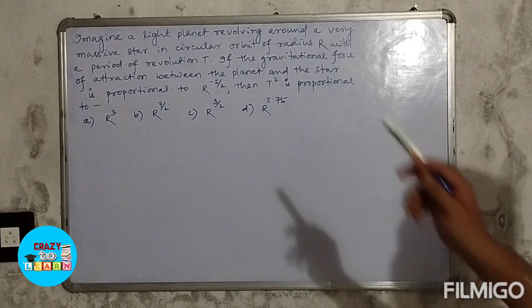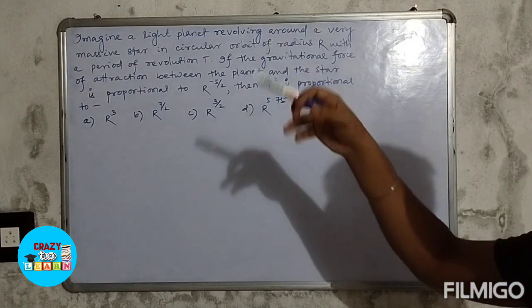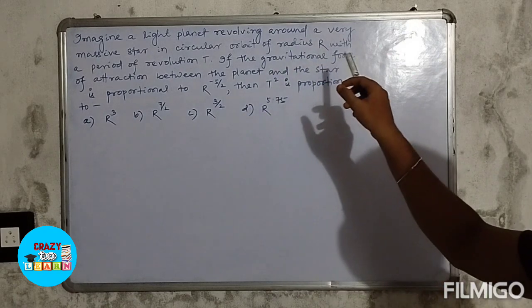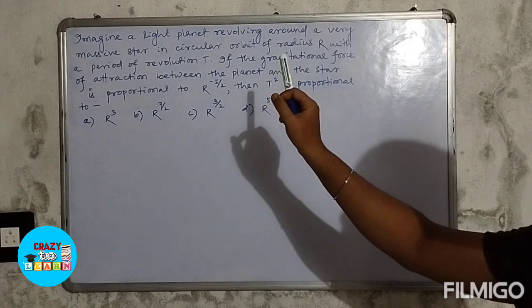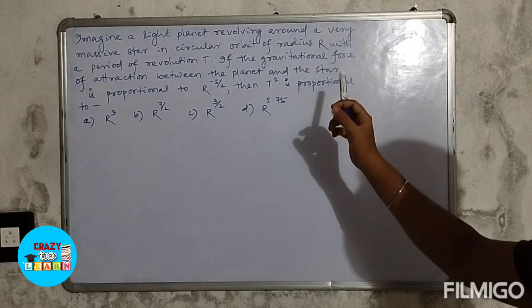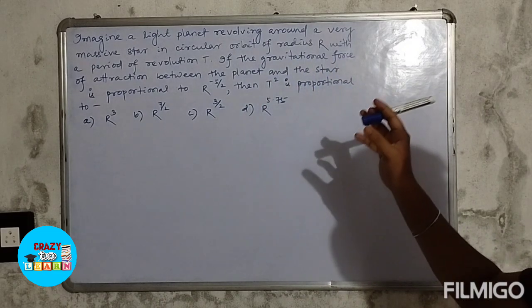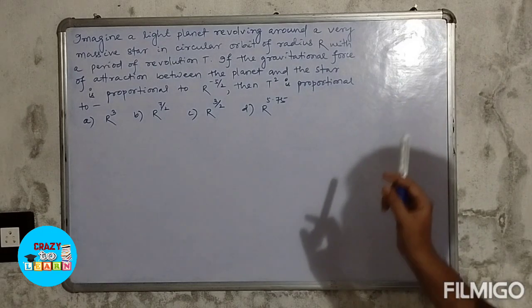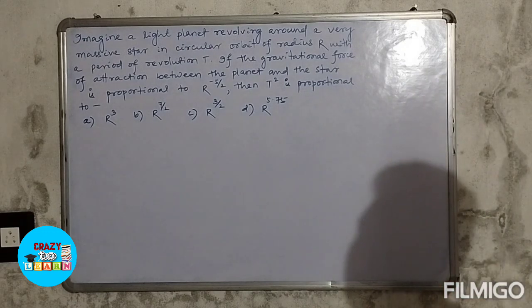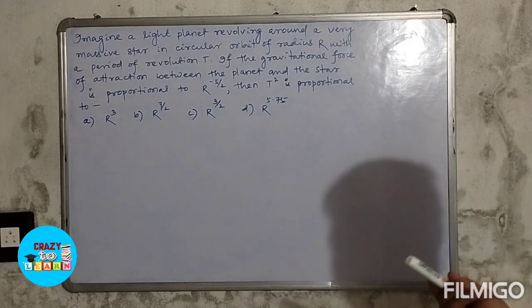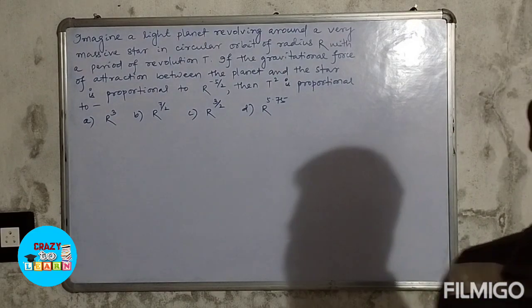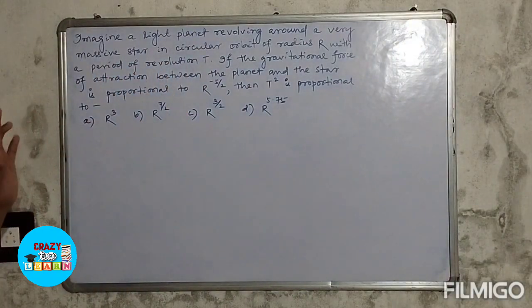Next question is, imagine a light planet revolving around a very massive star in circular orbit of radius r with a period of revolution capital T. If the gravitational force of attraction between the planet and the star is proportional to r power minus 5 by 2, then T square is proportional to r cube, r power 7 by 2, r power 3 by 2, or r power 5.75. So this is a very important question, so just listen carefully.